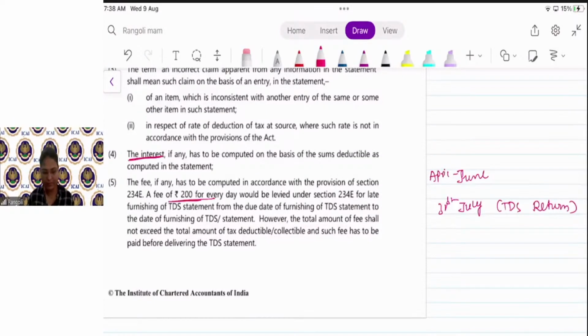Clear, Varsha? Yes or no? Varsha, clear?